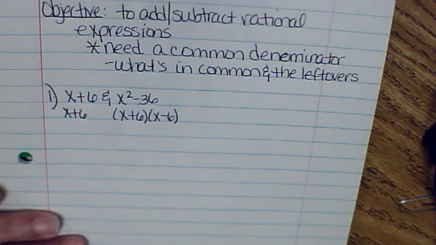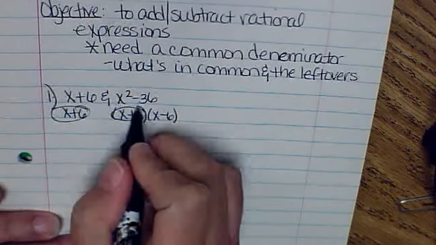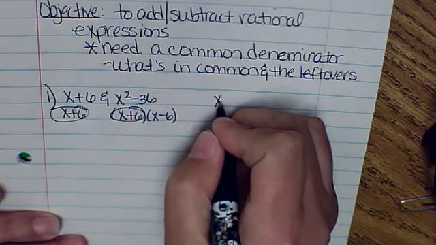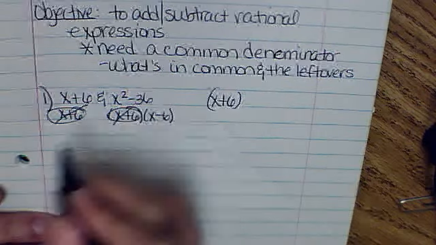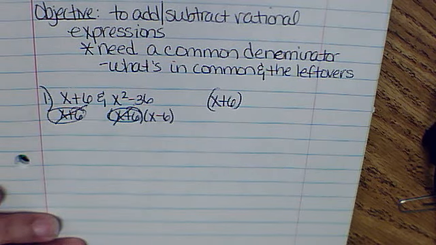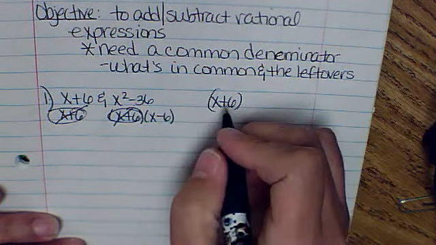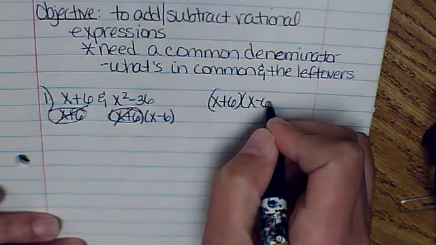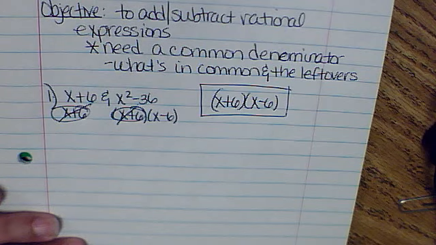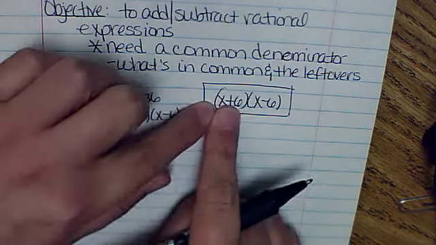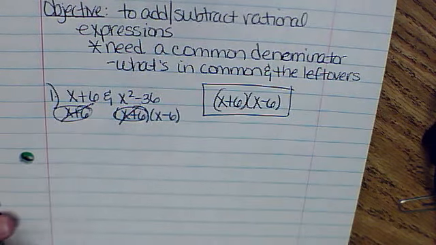Now I find what they have in common. They both have an x plus 6. So for my common denominator, I bring that down. Bring it over, wherever you want to put it. Now, I pull them out because they have what they have in common. Now the x minus 6 is left over, so I attach it. And there's my common denominator. So what they have in common and the leftover stuff.